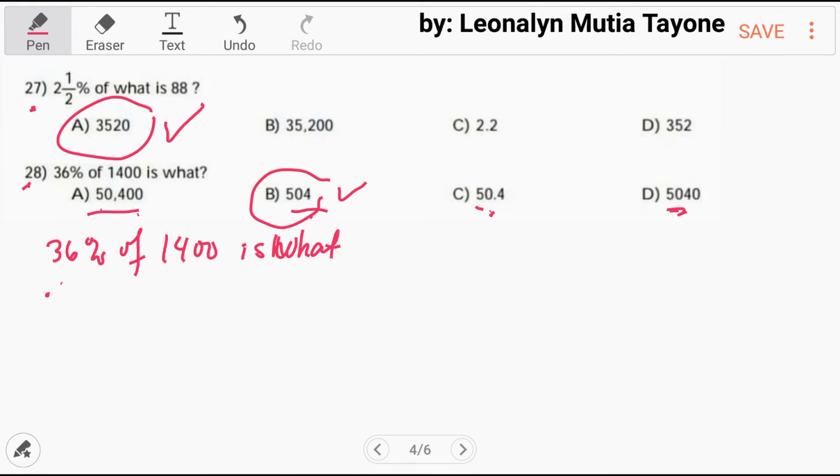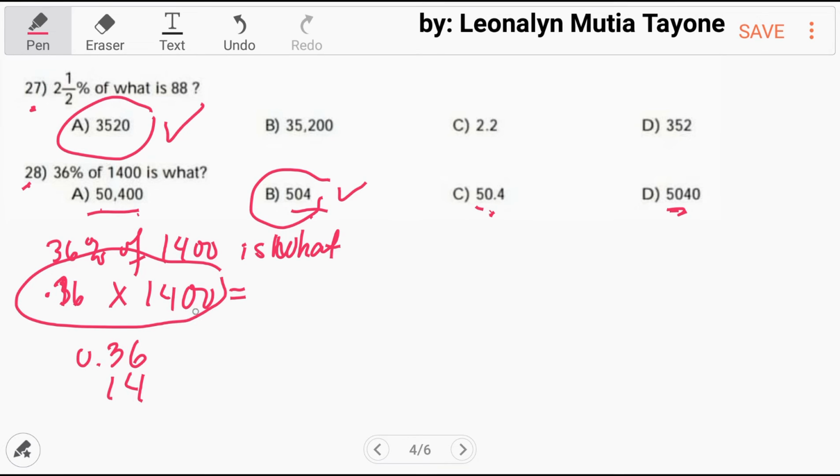36%. This is 0.36, okay? Ang of multiplication yan. Ayusin muna natin siya. Tapos, 1400, ang is equals yan. I-multiply lang natin siya. 0.36 times 14, tapos yung 00, mamaya na yan. And this one is 24 to 14, 3, 6.